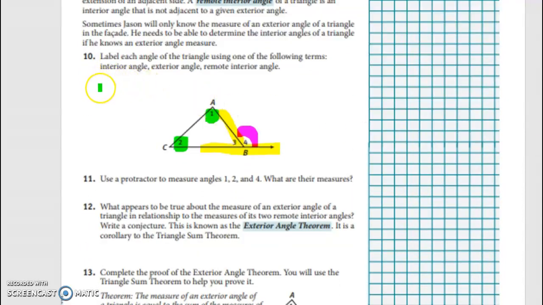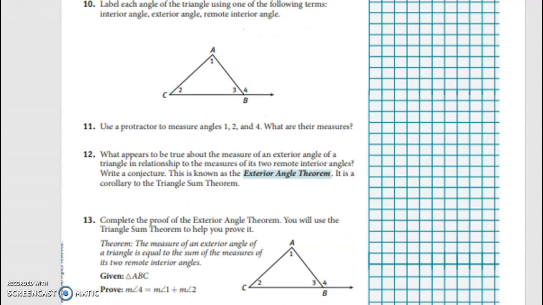So in number 10 it says label each angle of the triangle using one of the following terms. So right now go ahead and pause the video and label all these different angles what they are. And then when you come back we'll be on the next video and we'll continue where we left off.